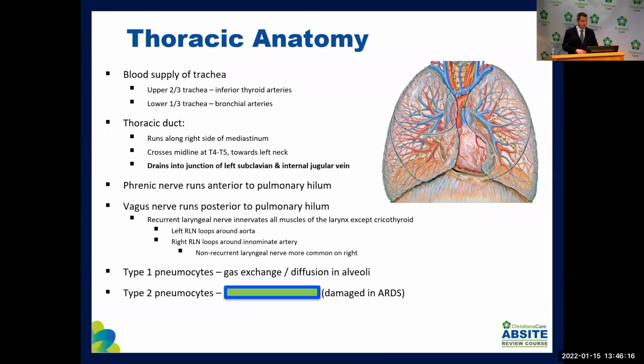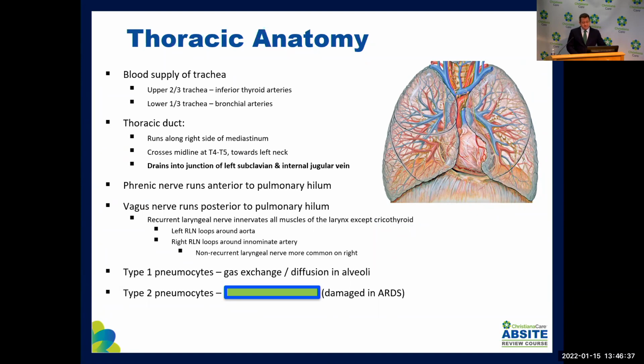Cricothyroid. The left recurrent laryngeal nerve loops around your aorta. The right loops around your innominate artery. If they ask you the most common side that is non-recurrent or doesn't loop, that's going to be, again, on the right side. So the right recurrent laryngeal nerve is the most likely one to be a little aberrant.